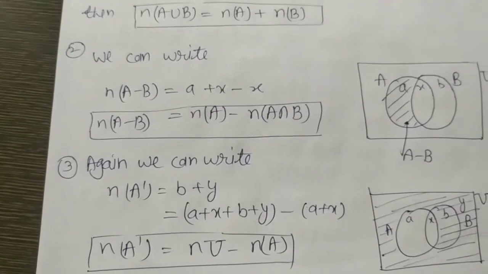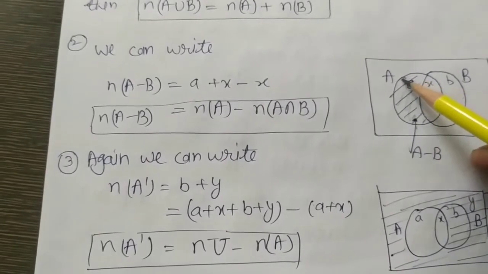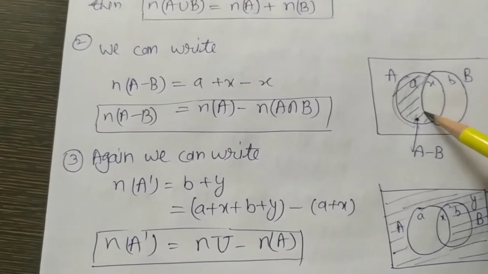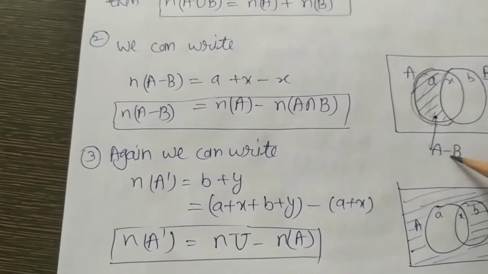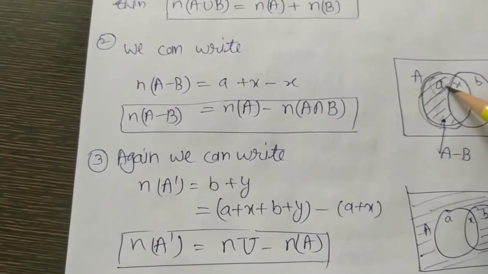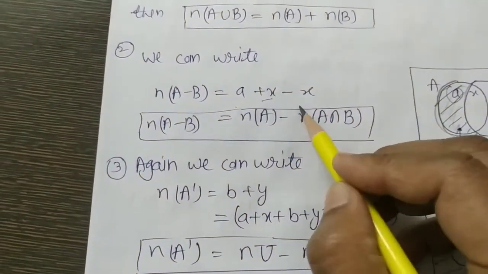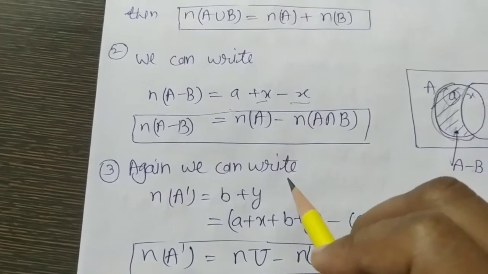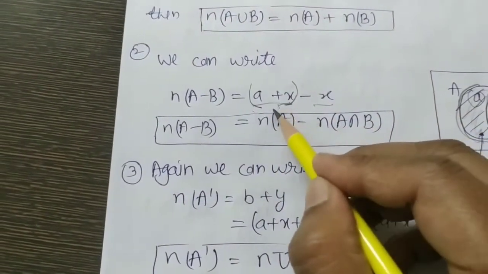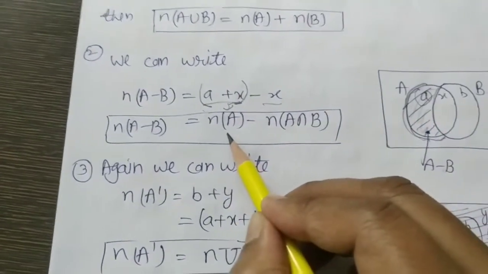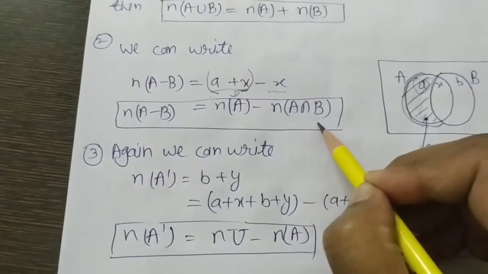Again, suppose I am to find number of element in A minus B. This shaded part. What is the value of number of element in A? That is small a. I have added X and subtracted X. So this A plus X become number of element in A, and X is number of element in A intersection B.